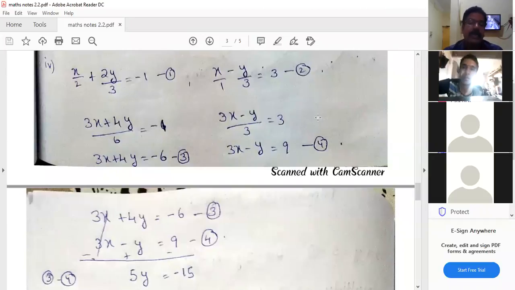Now already the x variables are the same, Amma. Now you need not multiply. You see here. Are you observing? Already the first 3x is the same. The variable is the same. 3x is there, 3x is there. Now you don't need to multiply anything.